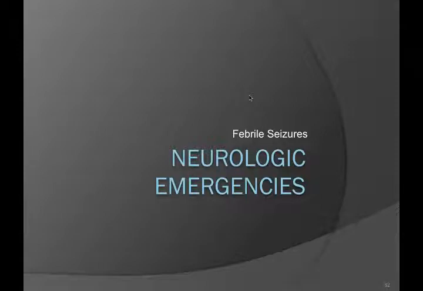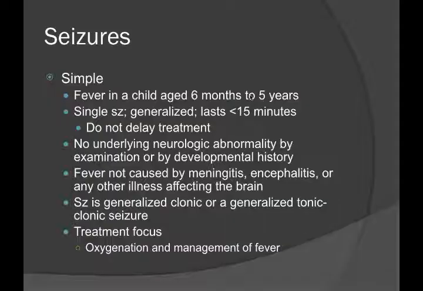Questions about cardiovascular? Okay. So we're going to move on to talk about febrile seizures, which is another thing that I think we're going to be seeing a lot of in the coming months. So febrile seizures can be simple or complex. A simple febrile seizure, you need to have fever, and they need to be between 6 months and 5 years old for you to diagnose it as a simple febrile seizure. It's a single seizure, it's a generalized seizure, and it lasts less than 15 minutes.